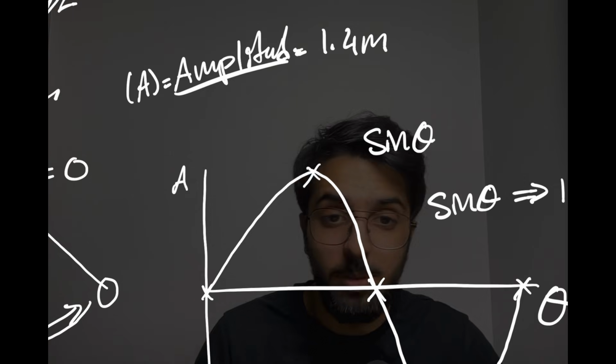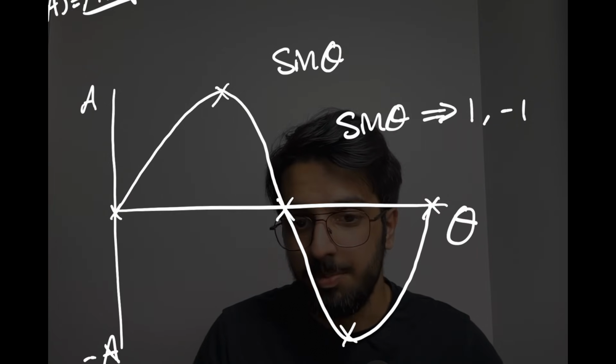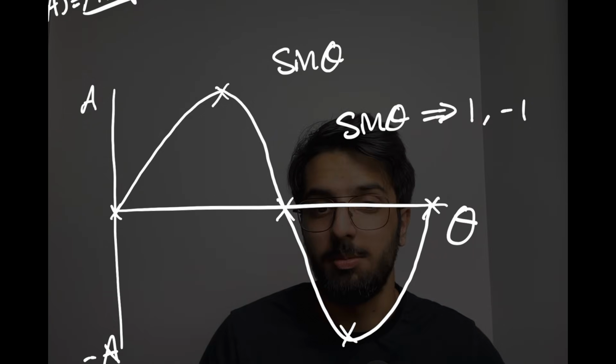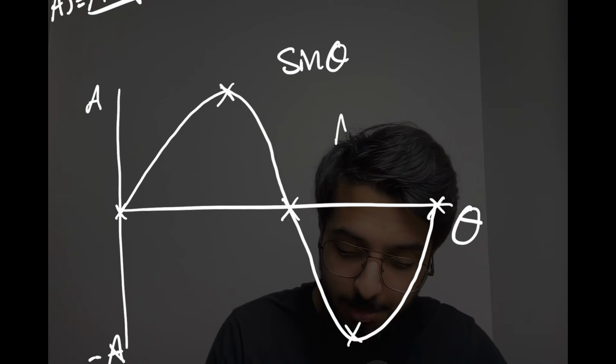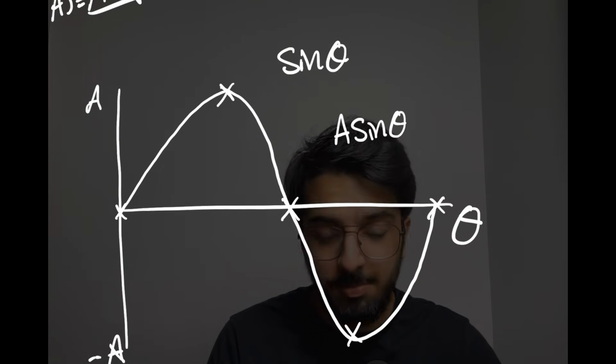If our amplitude is 1.4 meters, and we just type in sine theta, and it gives us a value between 1 and negative 1, that's not very helpful, right? But instead, how about we do amplitude times sine theta, right?